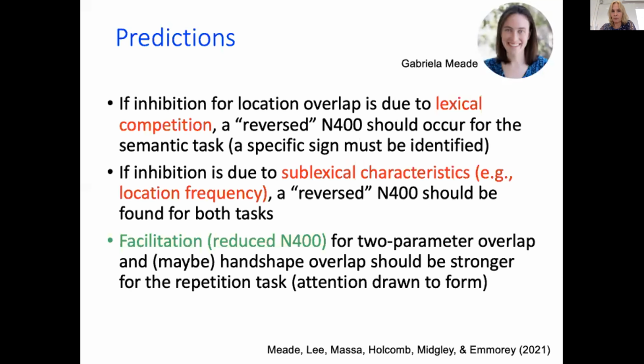So for the two parameter overlap, we should see facilitation for both tasks, for both the form-based and the semantic task. But it should probably be stronger in the form-based task, because you're focused on the form of the sign, and that's what will be facilitated by this two parameter overlap. So you should be faster. Well, we don't have RTs for this, but you should see a nice N400 effect. But for handshape, we weren't sure whether we would see an effect or not. So we'll see.